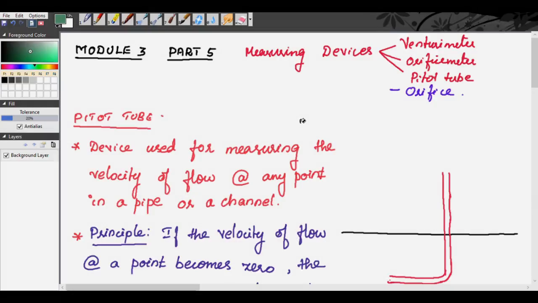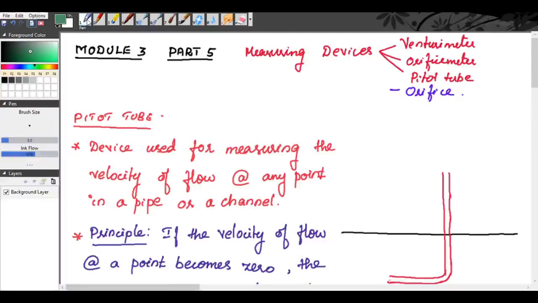Welcome everybody once again. This is our fifth class for module 3 and we are studying measuring devices. In our syllabus, in this module 3, we have to study about venturi meter, orifice meter, pitot tube and orifice.